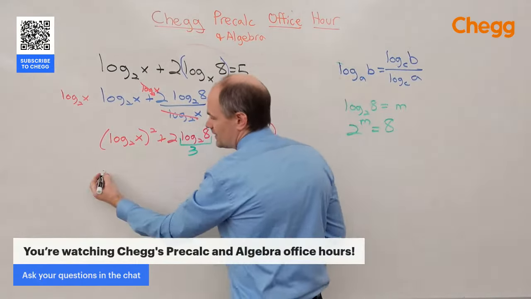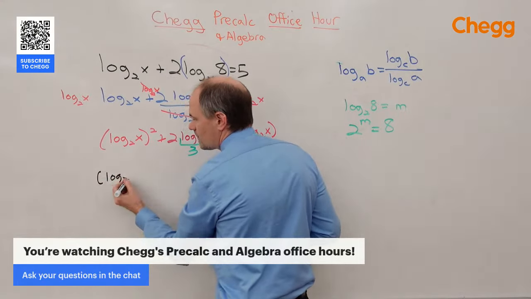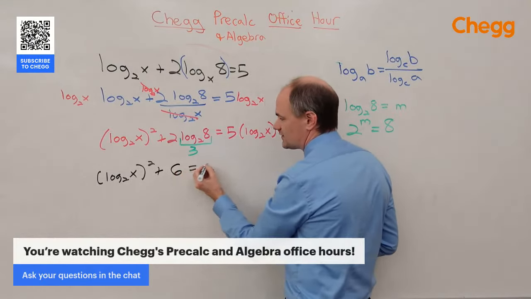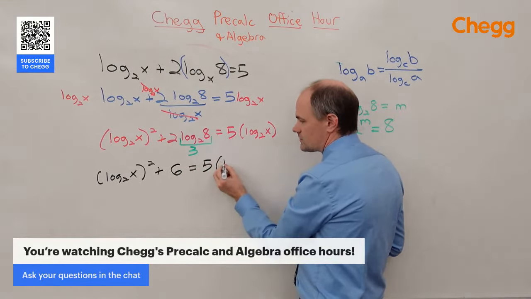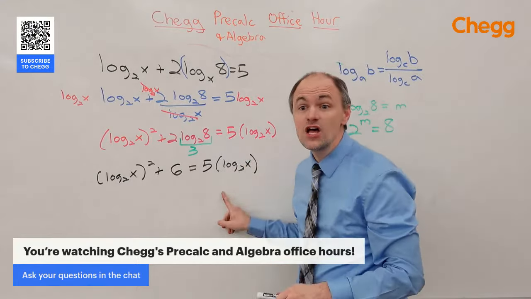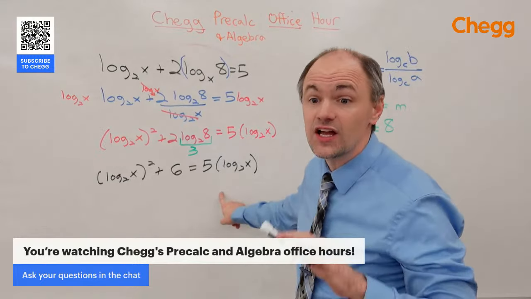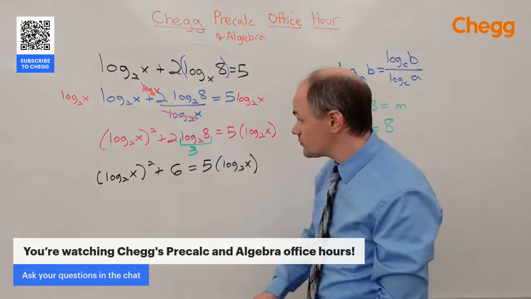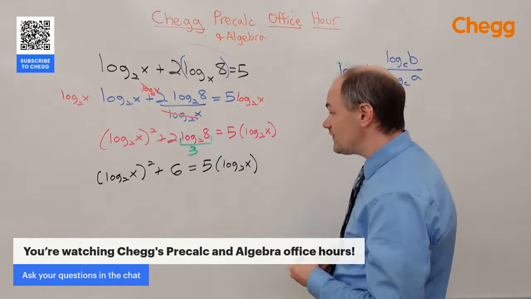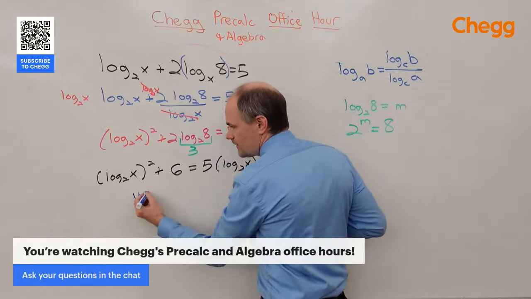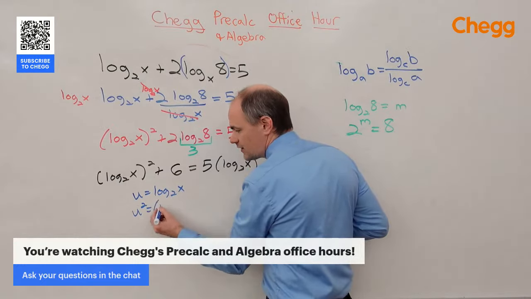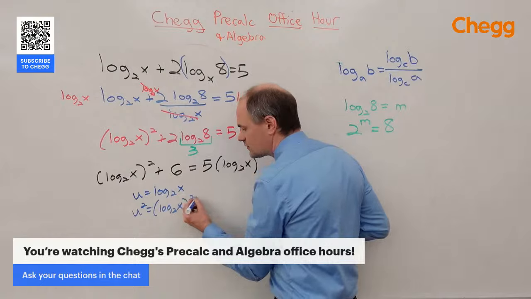So now my problem is log base 2 of x squared plus 2 times 3, which is 6, equals 5 times log base 2 of x. And this looks exactly like a quadratic equation. Remember, a quadratic equation has stuff squared and that same stuff not squared. If it helps, let's say u is equal to log base 2 of x. If that's the case, u squared would be log base 2 of x squared.